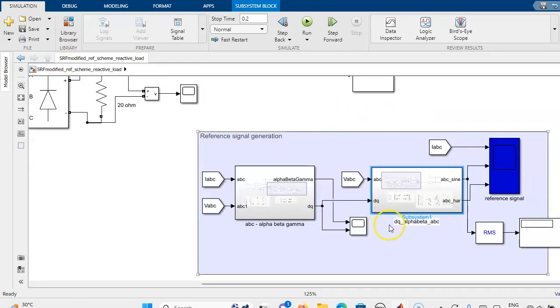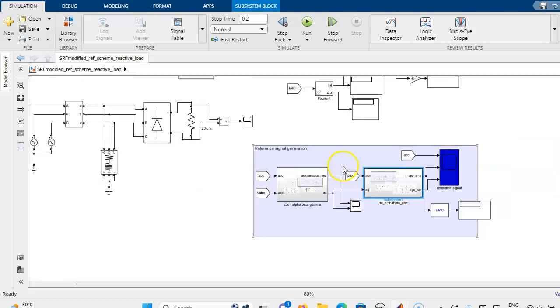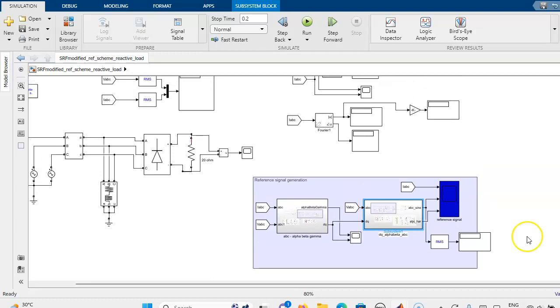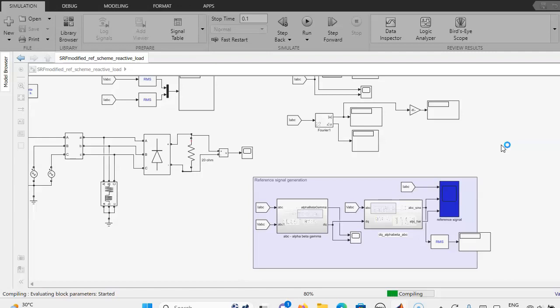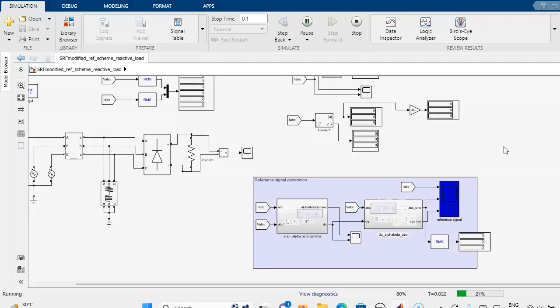So now we will run the simulation and we will see how it is working. While it is running, it will show the magnitude value and also the RMS value. We will check whether we are getting the same RMS value. So now for 0.1 second stop time, we will run the simulation. We will check what RMS value we are getting. So here we are getting 41 as the fundamental current RMS value. The same RMS value we are getting here also.